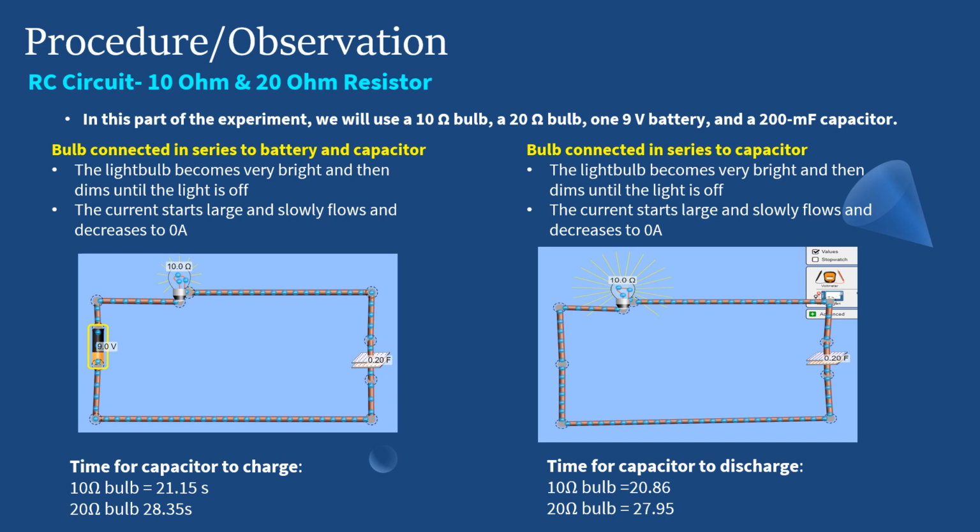Then we calculated the time for the capacitor to charge and discharge for both the 10 ohm bulb and the 20 ohm bulb, and saw that for both scenarios, the time for the capacitor was almost the same and it increased as expected when we went to the 20 ohm bulb.